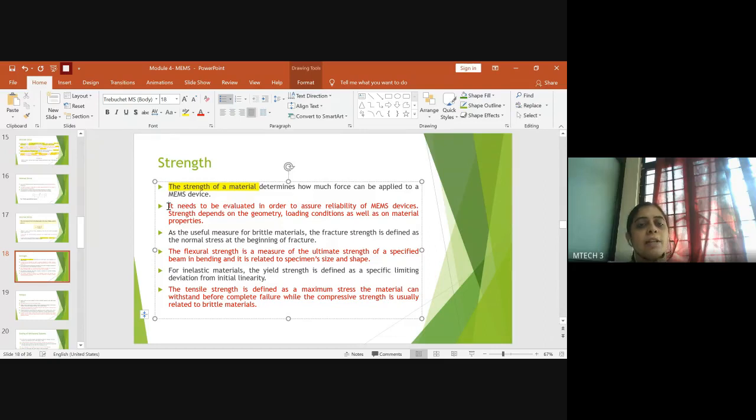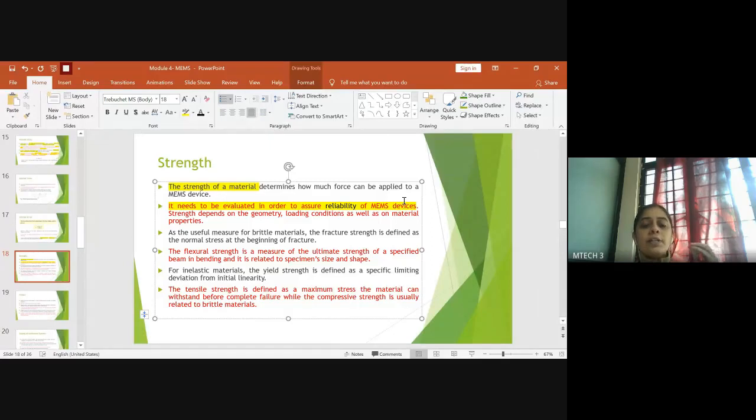Hence you should have some measuring scheme to evaluate the strength of a given MEMS device. The strength also tells you for how long you can rely on this MEMS device. If you have fabricated a device capable of withstanding a load of around 10 Newton or 15 Newton, then it speaks about its strength and the life of that MEMS device until which you can rely on it.